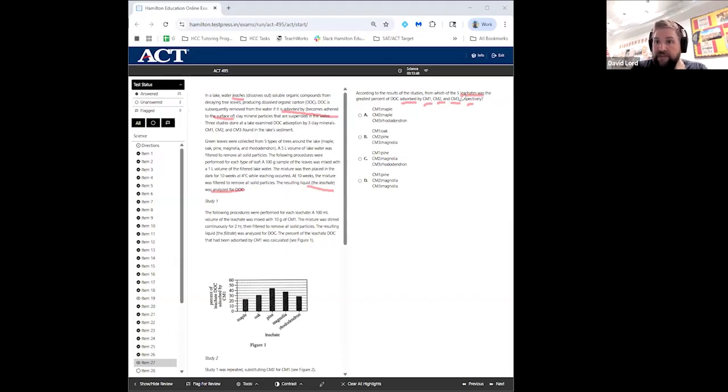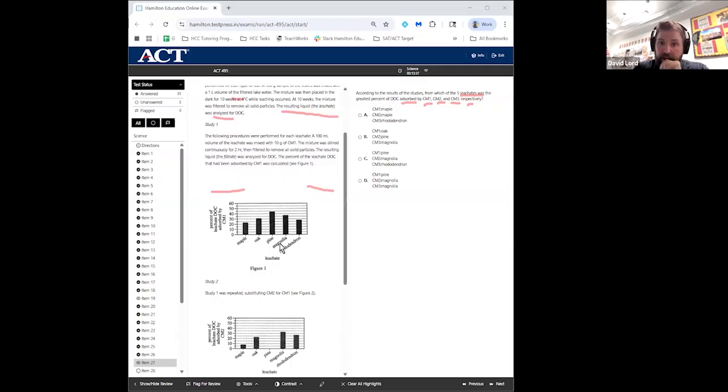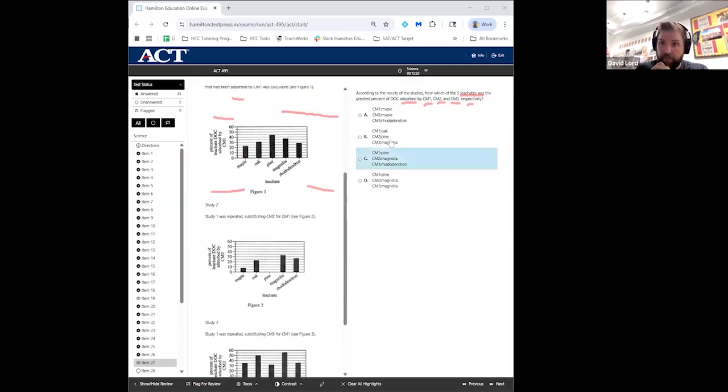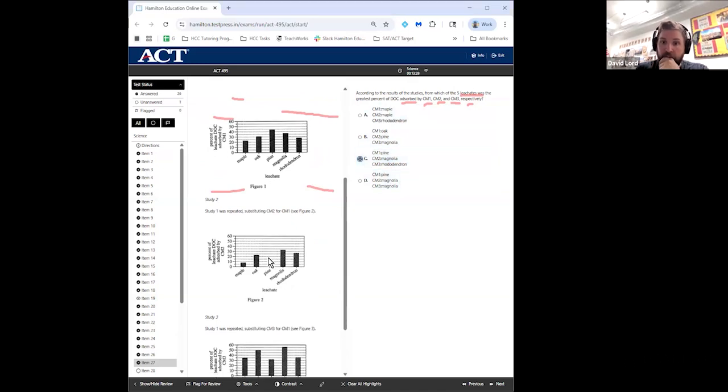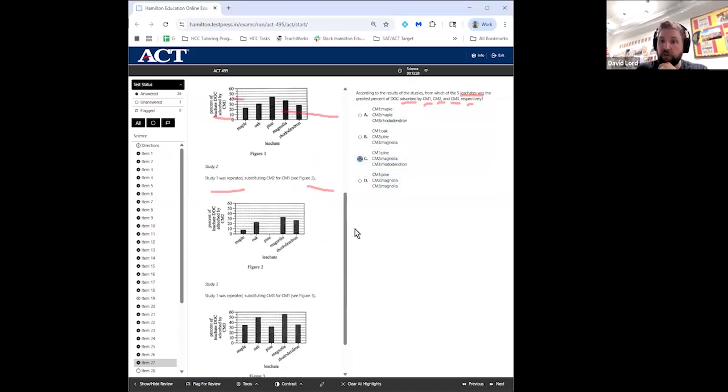So from which of the leachates was the greatest percent of DOC adsorbed for CM1? And we have to look at all the studies. So let's see, looking here, pine is definitely the highest for CM1. So pine, okay, so it's either C or D. Magnolia was the highest for CM2, and magnolia was the highest for CM3. So D is the correct answer.